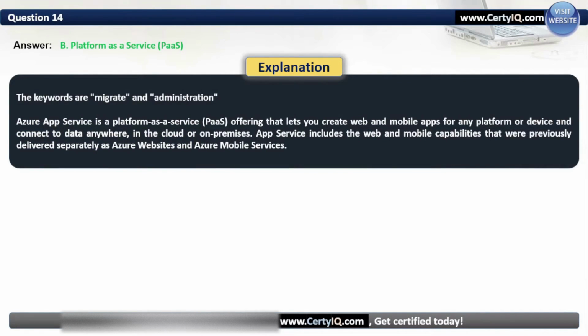The keywords are migrate and administration. Azure App Service is a platform as a service offering that lets you create web and mobile apps for any platform or device and connect to data anywhere in the cloud or on premises. App Service includes the web and mobile capabilities that were previously delivered separately as Azure Websites and Azure Mobile Services.